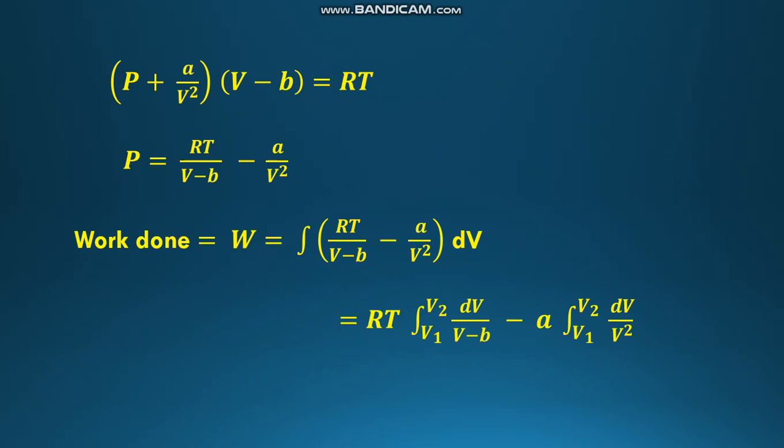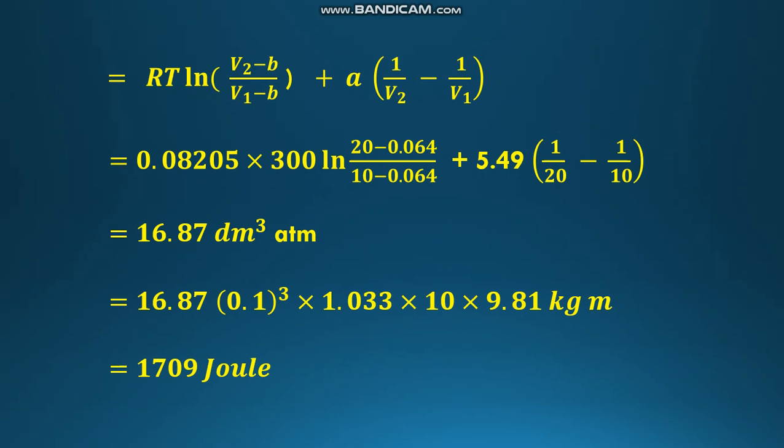So here the work done is given by integral of RT by (V minus B) minus A by V square into dV. This equation can be written as RT integral V1 to V2 dV by (V minus B) minus A integral V1 to V2 dV by V square. So that's the equation. After integration we get RT ln (V2 minus B) by (V1 minus B) plus A into (1 by V2 minus 1 by V1).